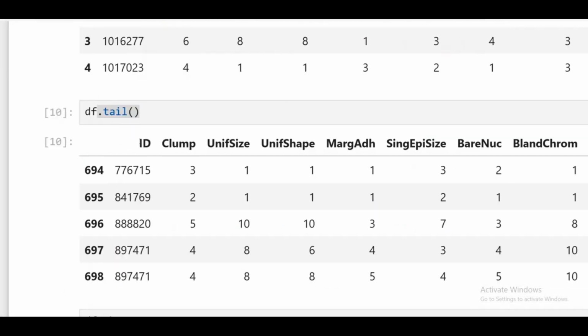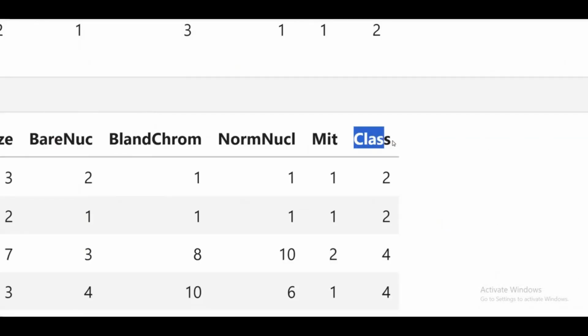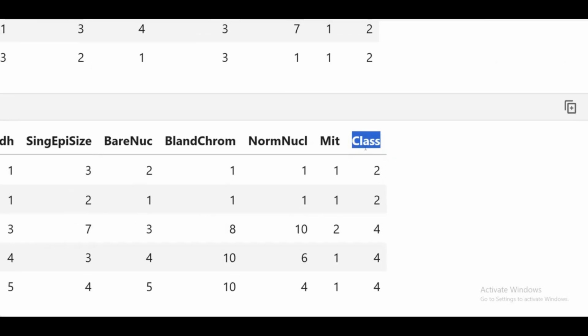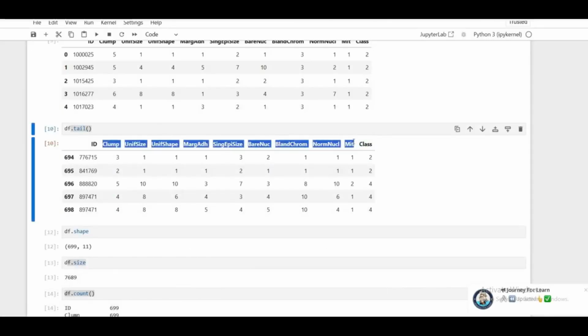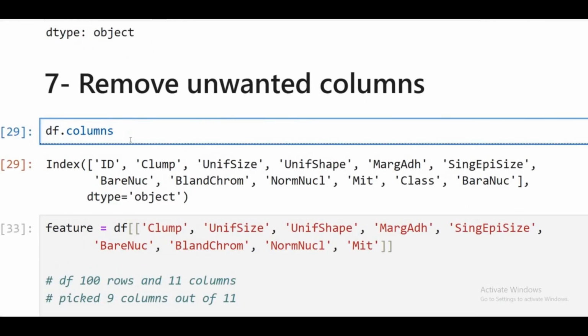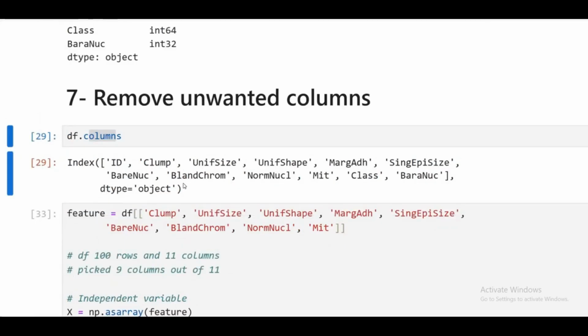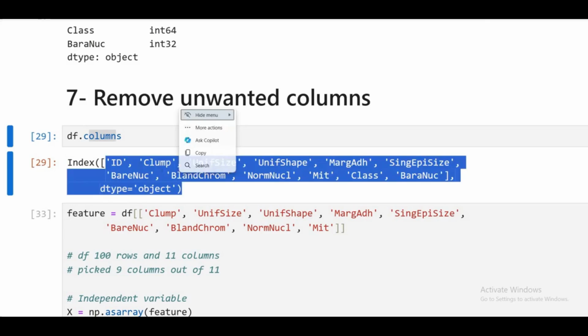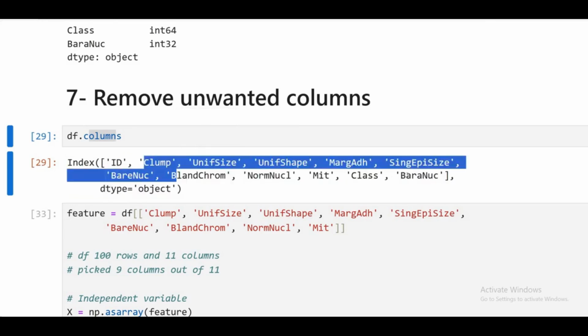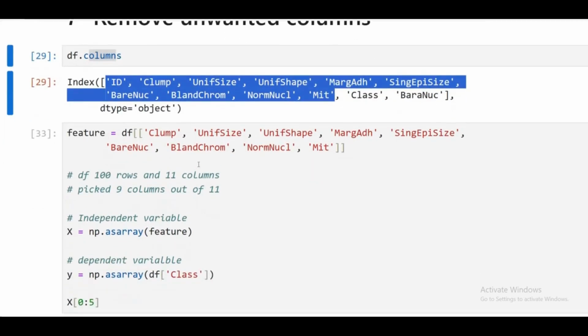In our data, we don't need this column ID, and we already have used this column class, so we don't need it either. We just want these columns. If you want to know the names of all the columns in your data frame, just write your data frame dot columns. It will show you all the names of the columns in your data frame. As we said, we only want these columns, so we'll copy them and store them in another variable.